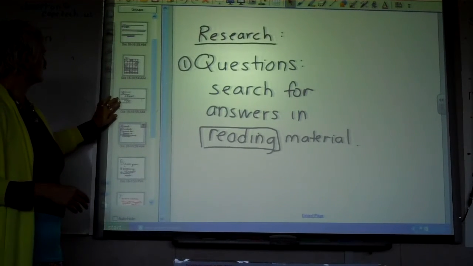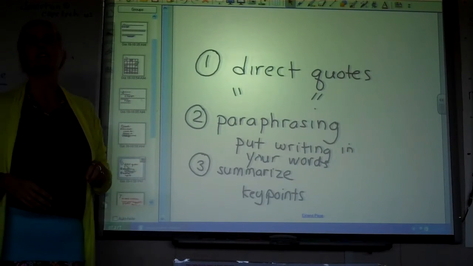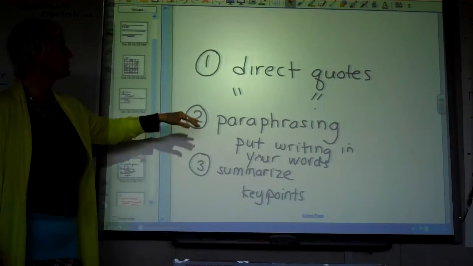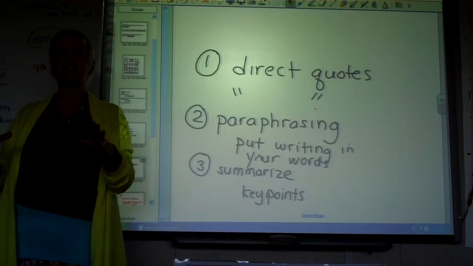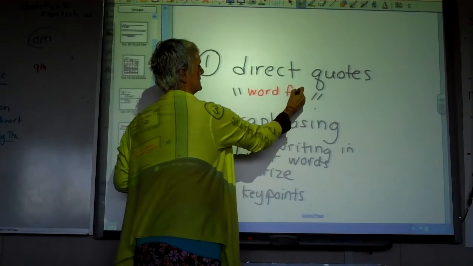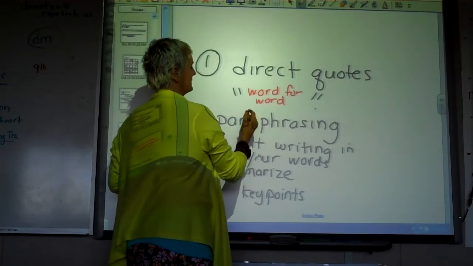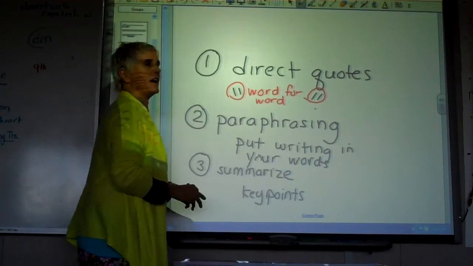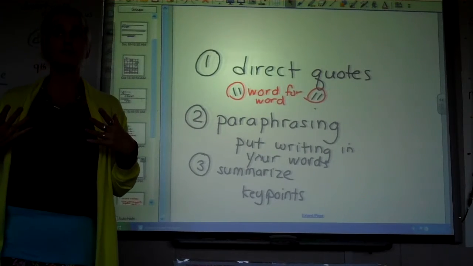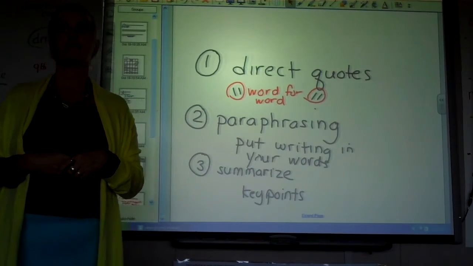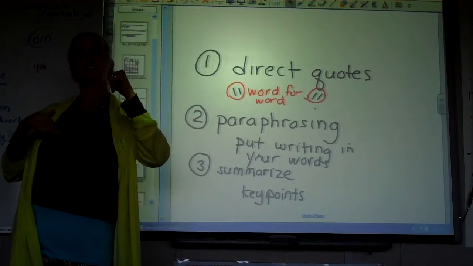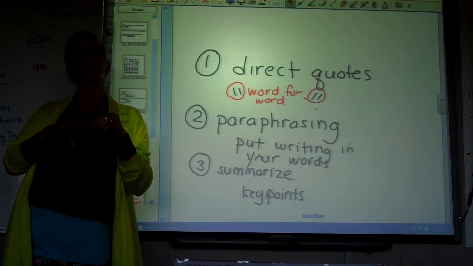Now, there are 3 ways to include your research in your paper. The first way is direct quotes, and that is taking exactly word for word what the author wrote and putting it directly in your paper. And you need to have quotation marks around that when you do that. A second way is paraphrasing, and that's taking something another writer wrote, an author wrote, and putting it into your own words. Lastly, you can summarize. And summarize is taking a longer piece, zooming in on the key points, putting them in your own words, and putting them in your paper.